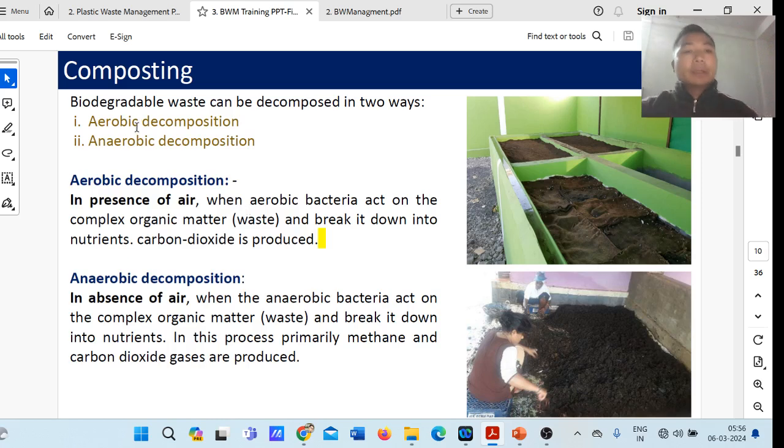Now the composting, this part is the composting. It can be of two types. One is called aerobic composting and one is anaerobic composting. Aerobic means oxygen supply is necessary in this process. Anaerobic means absence of air. In aerobic decomposition, the air bacteria act on the complex organic matter and break it down into nutrients.